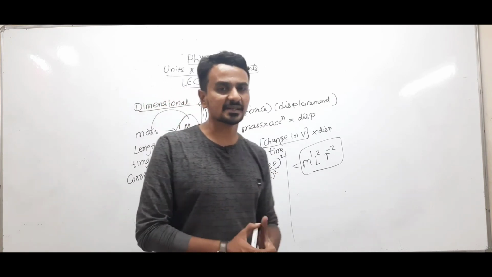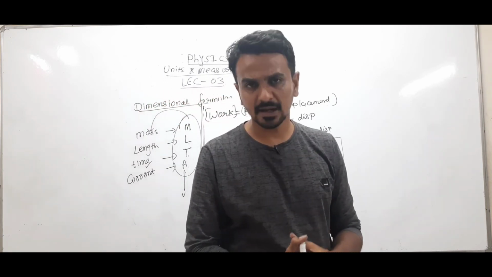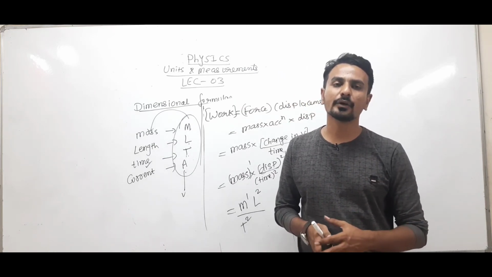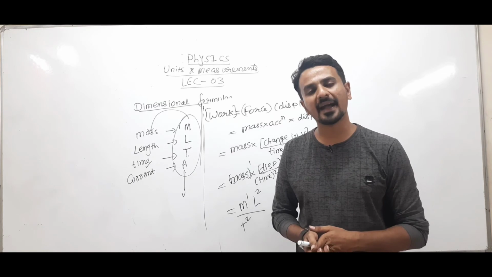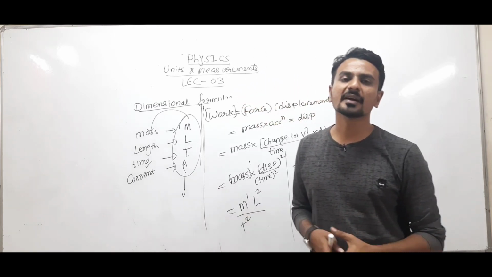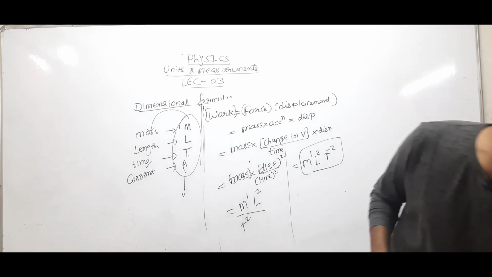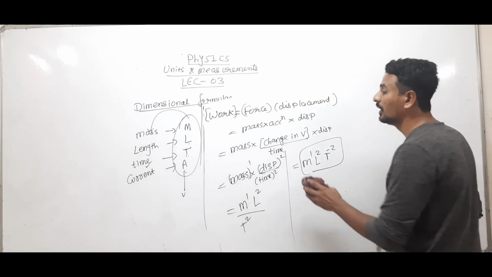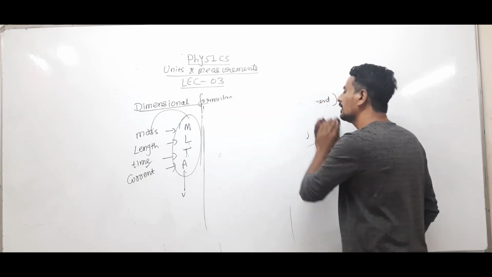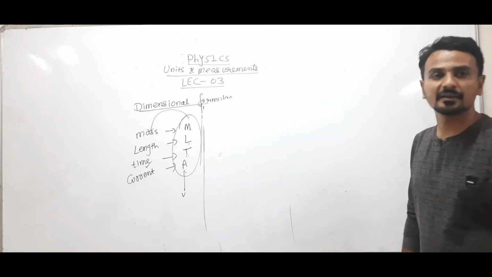This is how we will obtain the dimension formula. Clear? You just have to express a physical quantity in an appropriate power of M, L, T, A, K if required. Clear? This is how we will obtain the dimensional formula. One more quantity we will discuss, and then we will switch to dimensional analysis. Right? What is dimensional analysis? What are the uses of dimensional analysis?